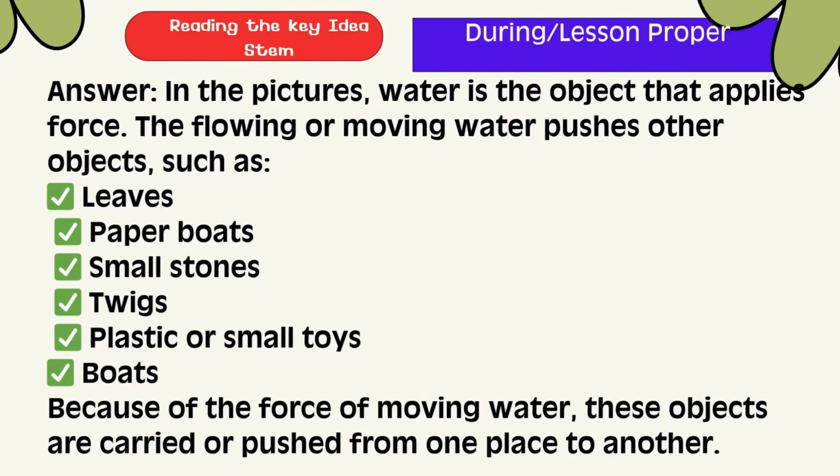The answer is, in the pictures, water is the object that applies force. The flowing or moving water pushes other objects such as leaves, paper boats, small stones, twigs, plastic or small toys, boats. Because of the force of moving water, these objects are carried or pushed from one place to another.